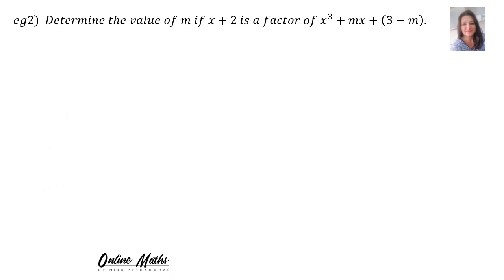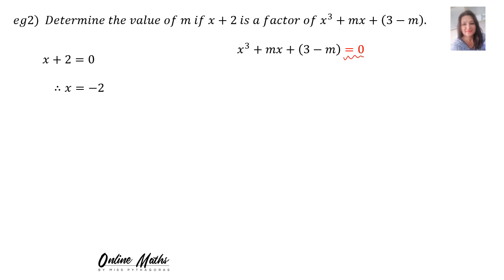Example 2. Determine the value of m if x plus 2 is a factor of x to the 3 plus mx plus 3 minus m. Now, what we're going to do is we will take x plus 2, equate it to 0, and x is equal to negative 2. Then it's this x is equal to negative 2 that we're going to substitute into the expression in x's place. And then you will see I equated the expression to 0.